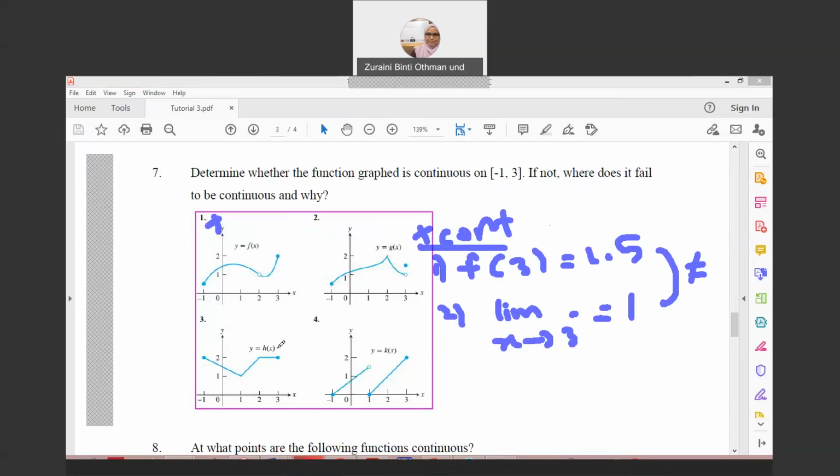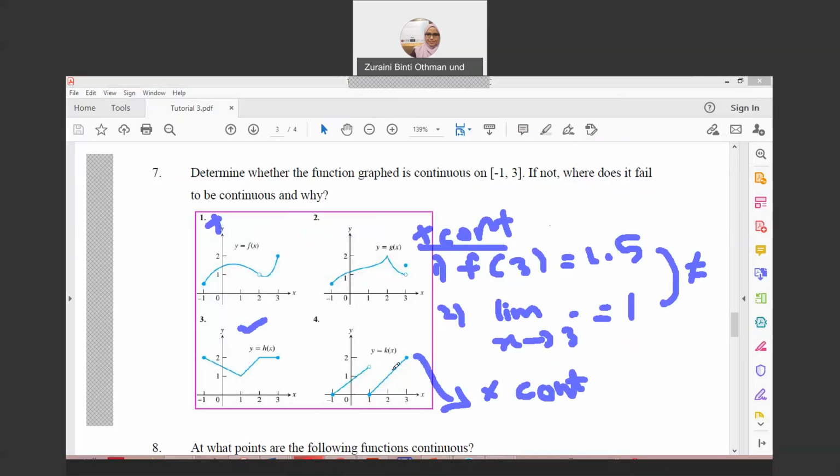So for number 3, this is continuous everywhere, because we can see from the graph that at each point of x it's continuous and is defined and the limit exists. Okay, for number 4, it is not continuous. Why is it not continuous for number 4?